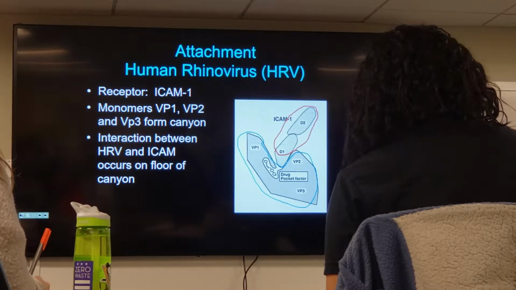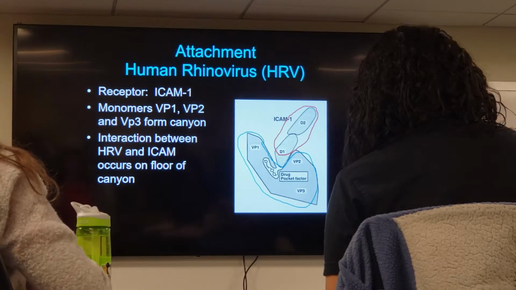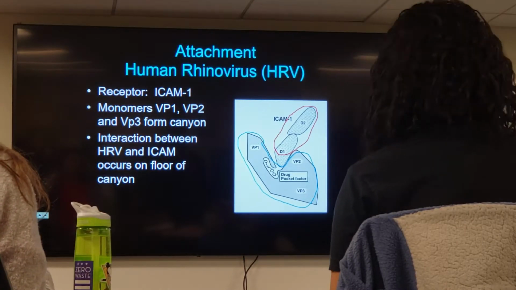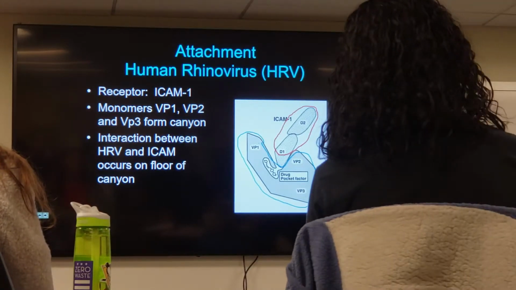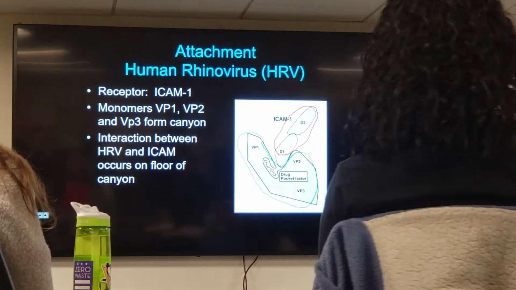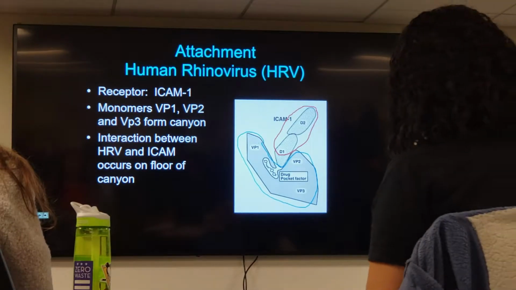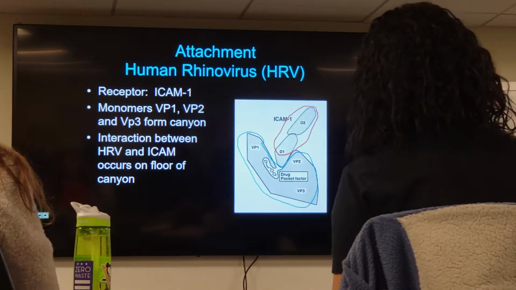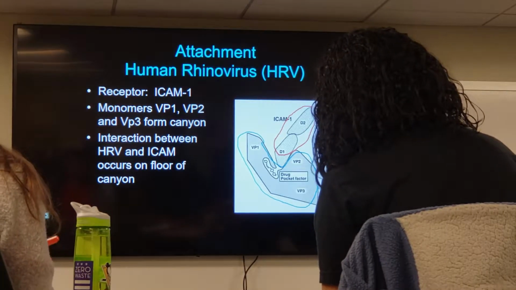So what does your body use to neutralize viruses? If we get a viral infection, what's our first line of defense? Antibodies, right? So if I get rhinovirus, the first thing that my immune cells are going to do is start producing antibodies against that virus. What do you know about antibodies?